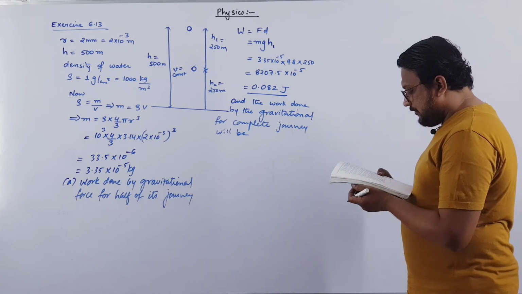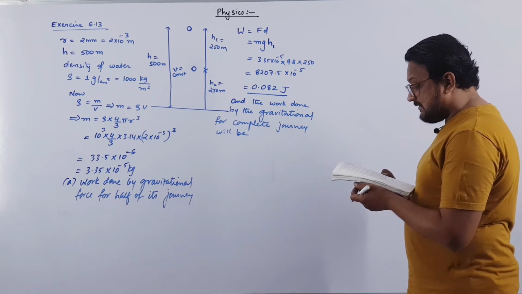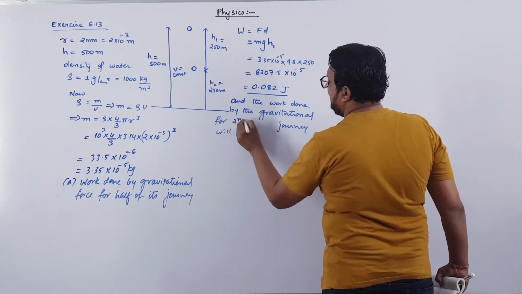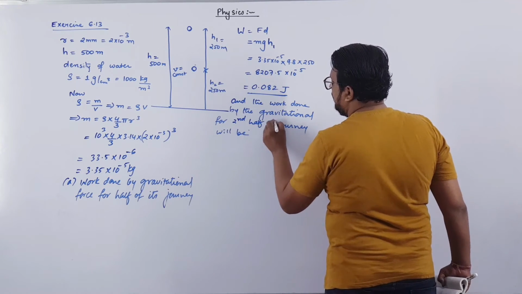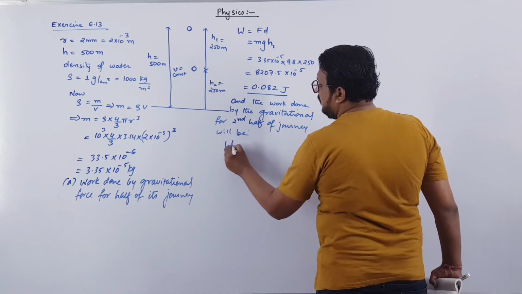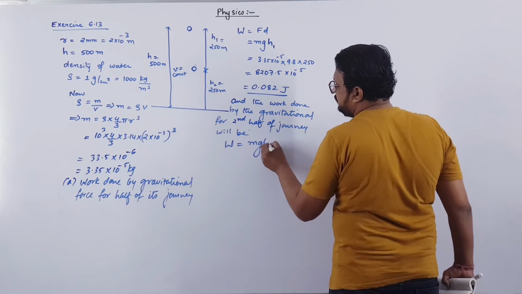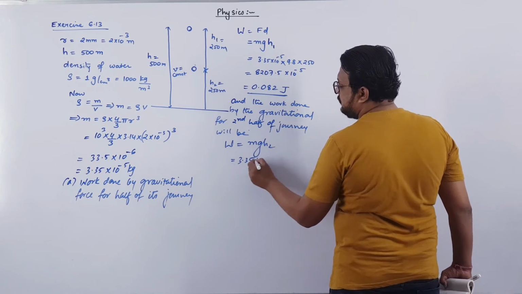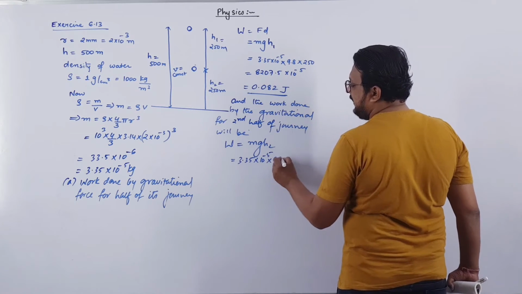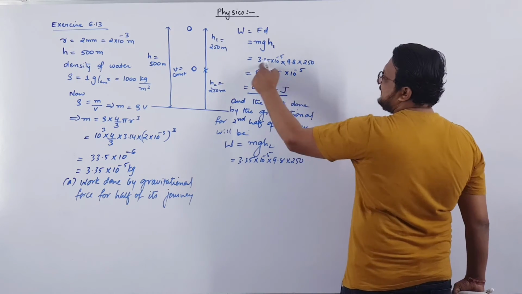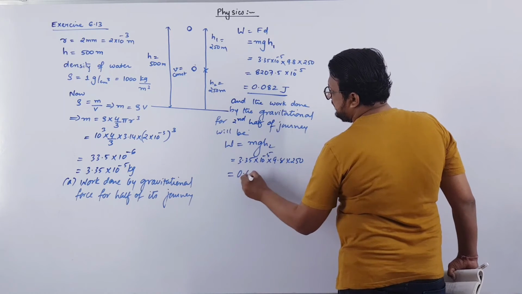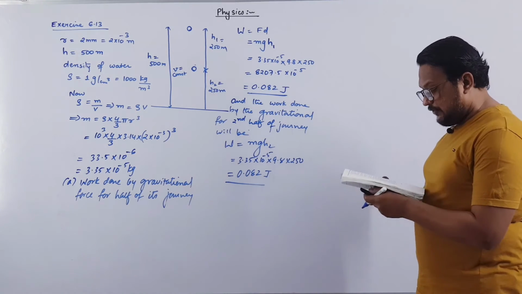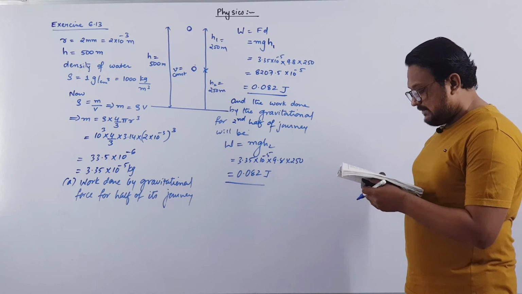What is the work done by the gravitational force on the drop for the first half and the second half of the journey? For the gravitational force for the second half of the journey, again W will be equal to mgh2, right? So that is equal to, again the same thing, 3.35 into 10 to the power minus 5 into 9.8 into 250, exactly the same, right? So this will be equal to 0.082 Joule only. The work done by the gravitational force for the second half of the journey will also be the same.